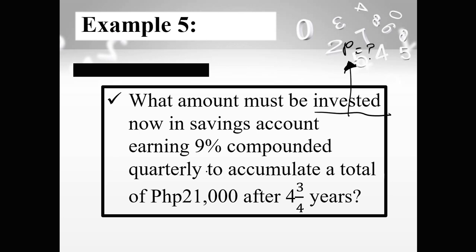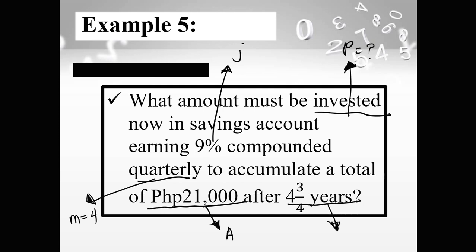In a savings account earning 9%, which is our J, compounded quarterly. Okay, quarterly. M is equal to 4. To accumulate or para makakuha ka ng total of 21,000 after. So, syempre, para makakuha ka ng 21,000 will be our future value. After 4 and 3/4 years, which is our time. Okay? So, let's write the given.